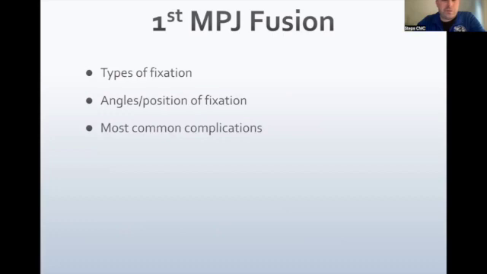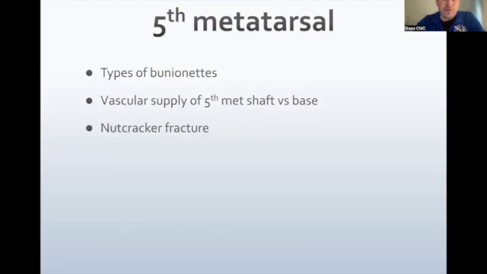What would you prefer, given your experiences on your externships? And then what kind of fixations maybe you haven't seen but need to know about. The angles and position of fixation of first MPJ fusions, and of course the most common complications and how to address those if you're faced with a non-union, a malunion, etc. For fifth metatarsals, types of bunionettes and types of bunionette procedures.